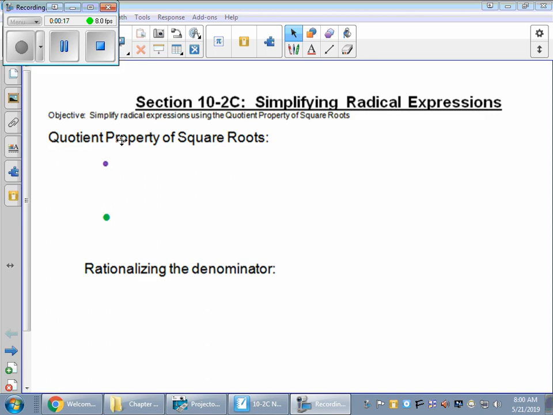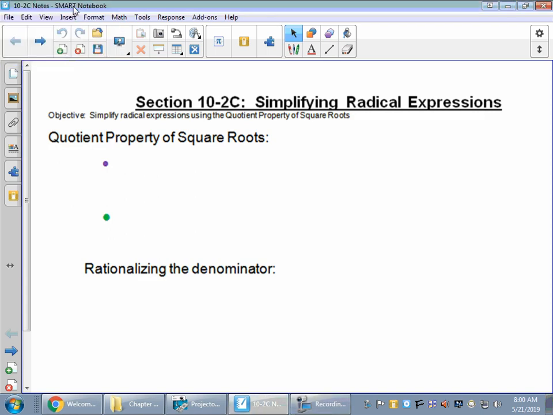We are back in algebra. 10-2C, simplifying radical expressions. So this is the last section that we'll spend on 10-2. We've had 3 of them. We'll move on after this to 10-3. So now we are going to simplify radical expressions, and now we're going to use the quotient property.